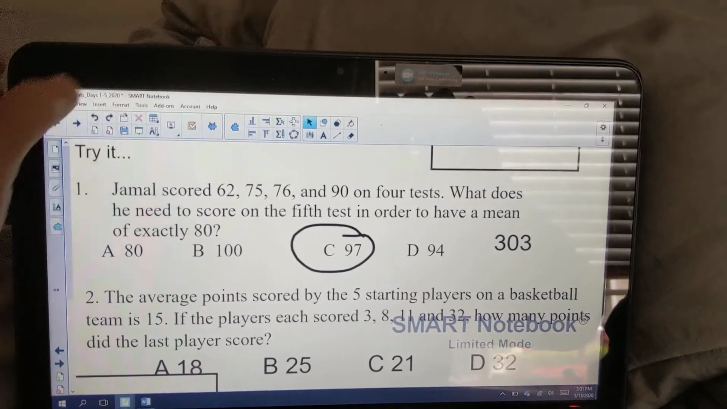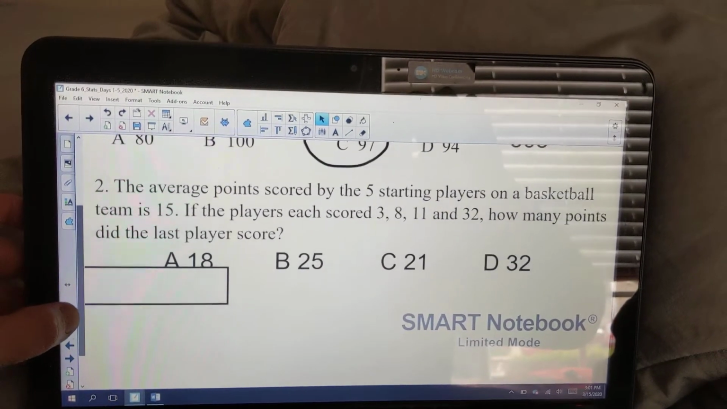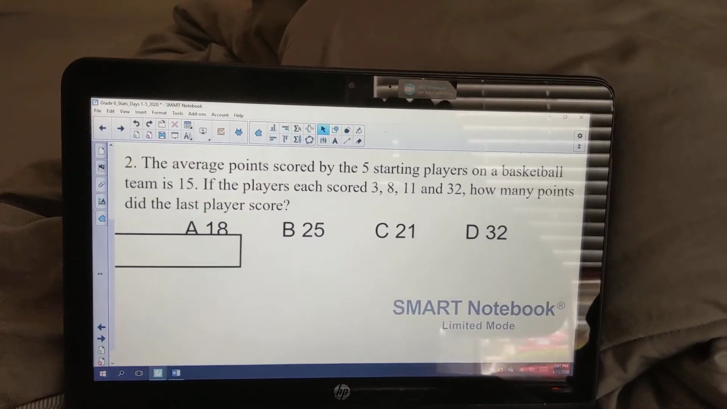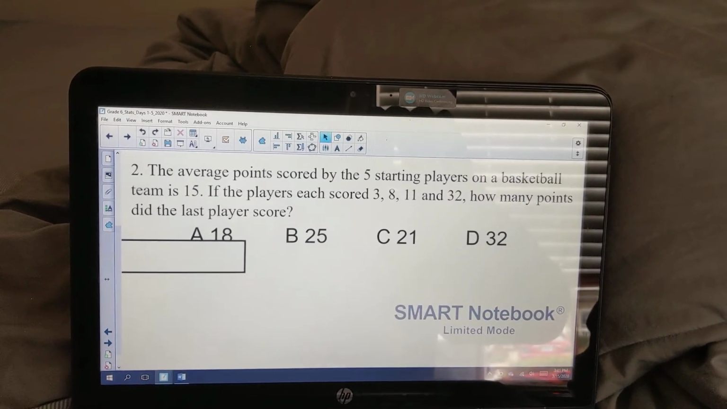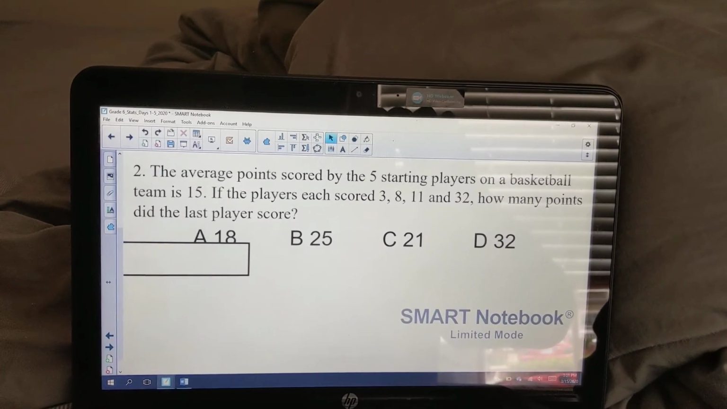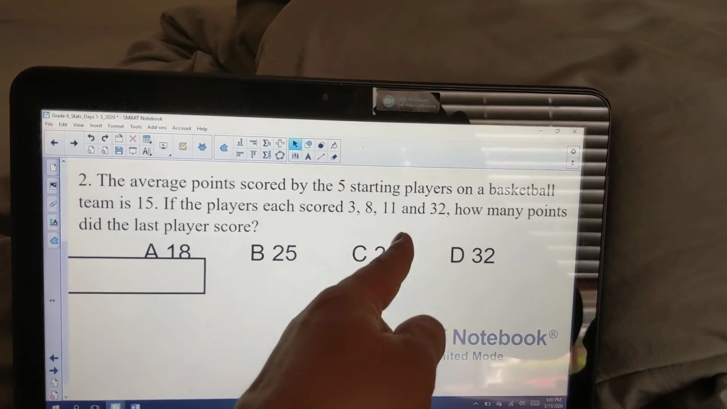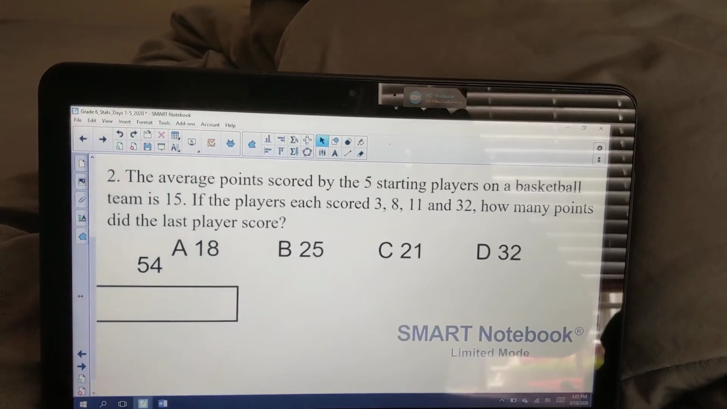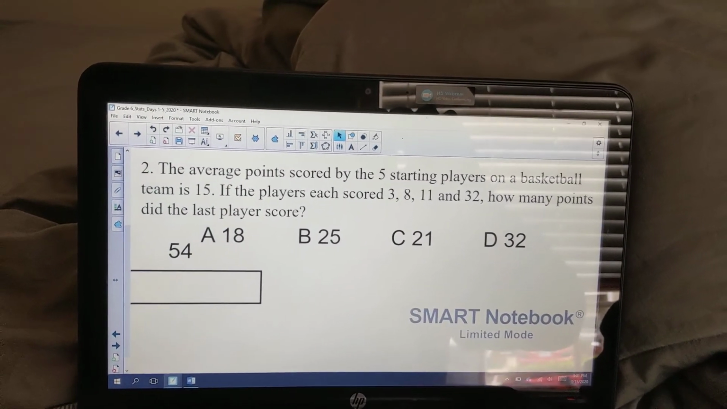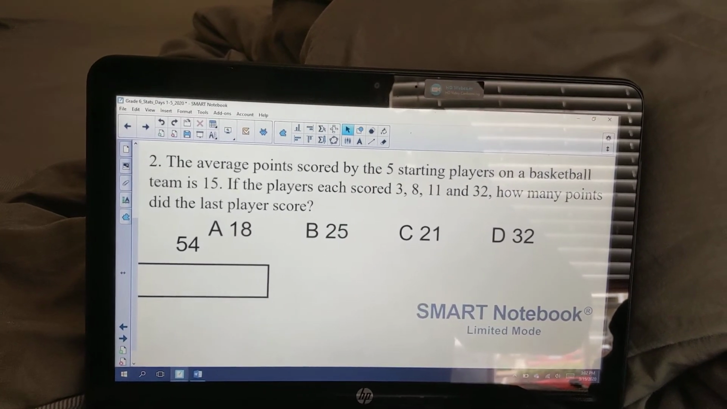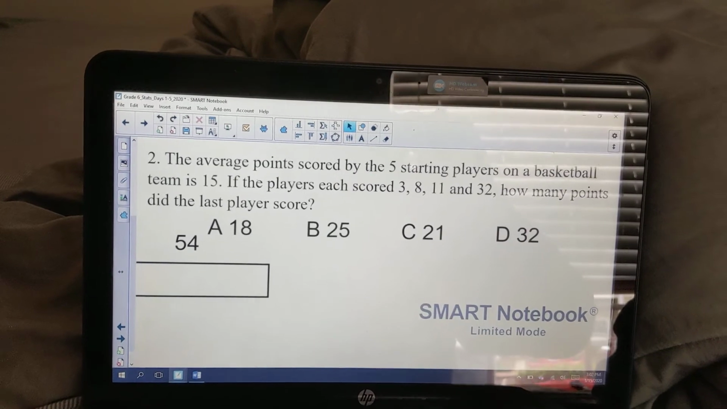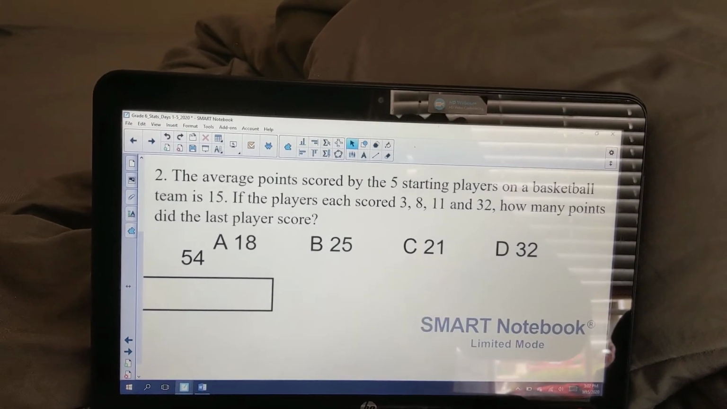Number 2 is the same idea here. The average points scored by the starting 5 players on a basketball team is 15. The players scored 3, 8, 11, and 32. How many did the last player score? Well, we add up the 4 values we know. That's a total of 54. So to determine what the last player scored, we do 54 plus 18. Divide that by 5. That gives us 14.4.